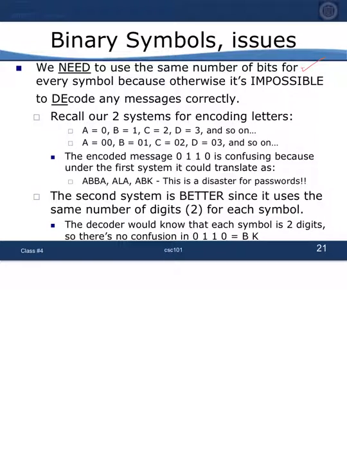So what do I mean by that? Let's look at this example. This is a very good question. I'll ask you to probably explain some of this to me.